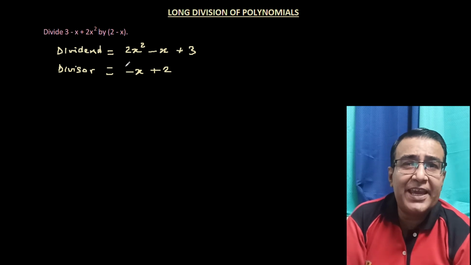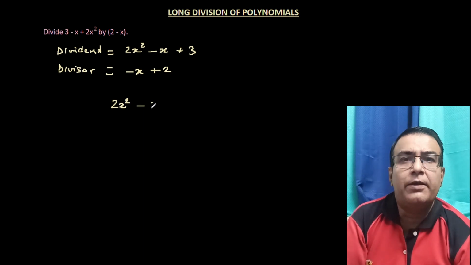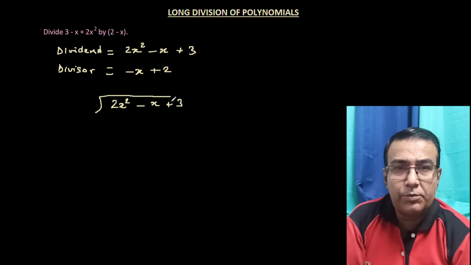Now we'll follow the same process that we did in the long division of numbers. We take the dividend, which in this case is 2x square minus x plus 3, put that inside the box, and outside the box we write the divisor, which in this case is minus x plus 2. Here we come to one point of difference between normal division of numbers and the long division of polynomials. When we were dividing the number by 9, we were looking at the table of 9 and looking for a number which is either equal to the first number or less than the first number.